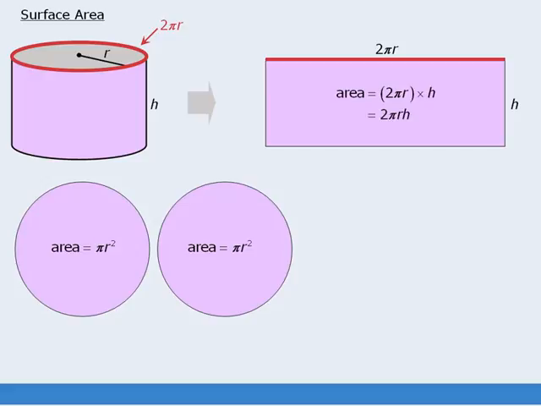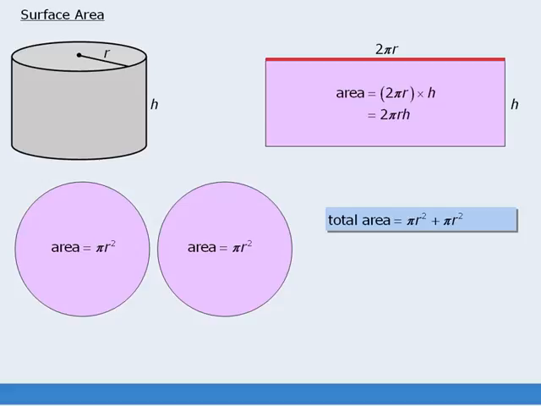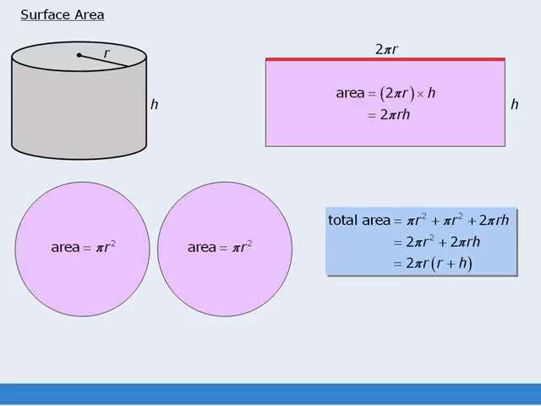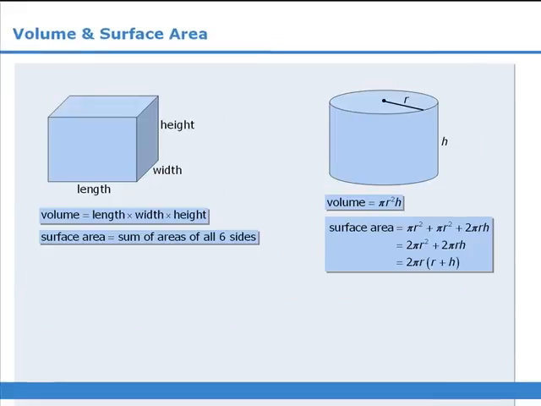Now to find the area, we will multiply the base of 2 pi r by the height h to get 2 pi r h. So the total surface area of a cylinder will be the sum of the areas of both circles plus the area of the rectangle. Now we can simplify this by adding the areas of both circles, or we can even factor out 2 pi r to get 2 pi r times the radius plus the height. Any of these will help you find the surface area of a cylinder. Okay, to summarize, in this lesson we learned how to find the volume and the surface area of cylinders and rectangular solids.